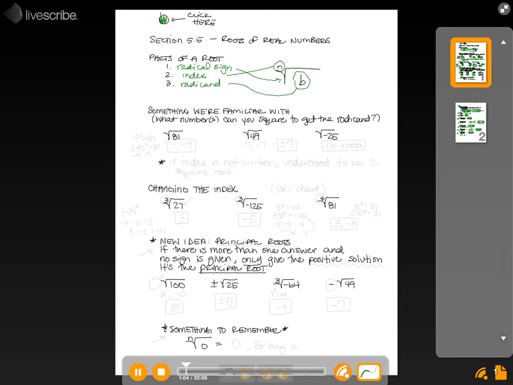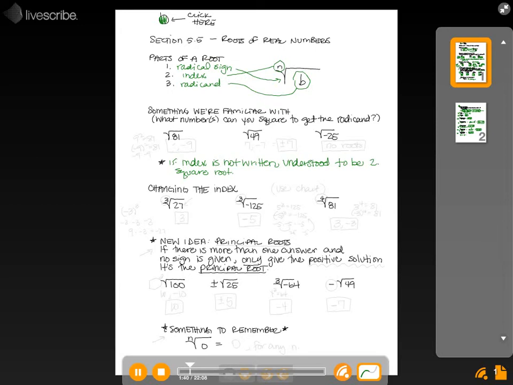Okay, you've got 3 examples down here, and they're all square roots. If the index is not written, it's understood to be a 2, and that's what the star here is for. If the index is not written, it's understood to be 2, which means we would have a square root, which is something you're familiar with.